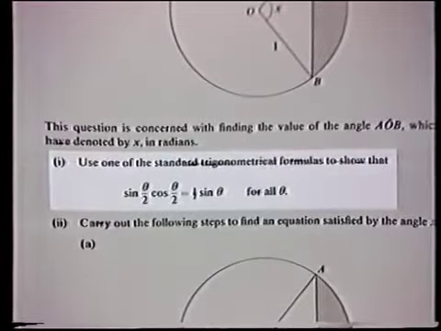Well, let's actually look at the first part of the question. You see, we're asked to use a standard trig formula to prove the expression sine theta over 2 cos theta over 2 is equal to a half sine theta. Well, Derek and I have got quite a few student scripts here, so I'm going to kick off by looking at this one.